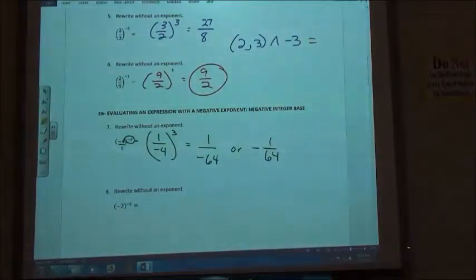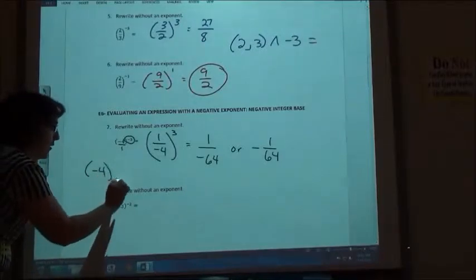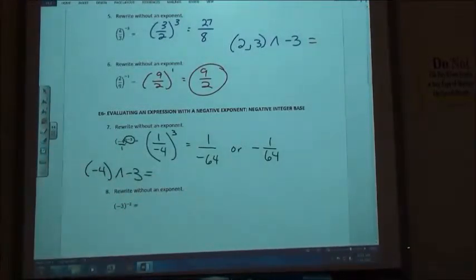And the same thing if you wanted to check that with your calculator, you would put in -4 caret to the -3rd power, and since that one's a proper fraction, it should come out as -1/64.